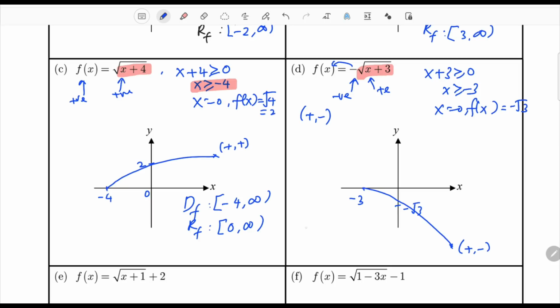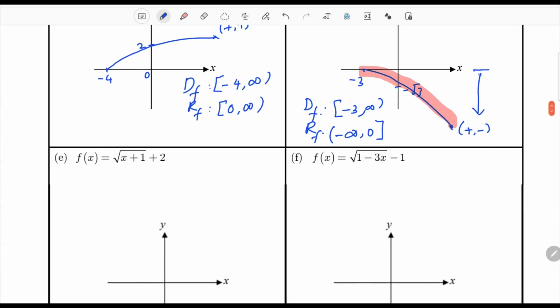So the domain of f starts from here to the right. It goes to the right. Okay, so that will be negative 3, infinity. The range is from here downwards, isn't it? So what do you get? From negative infinity to 0.